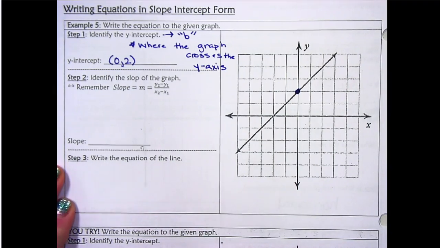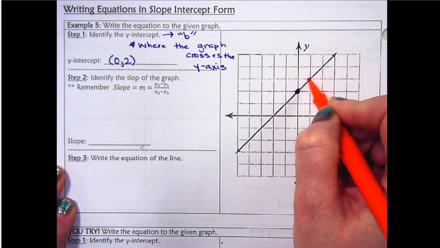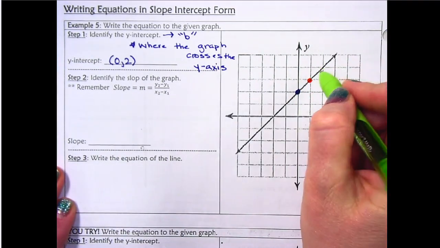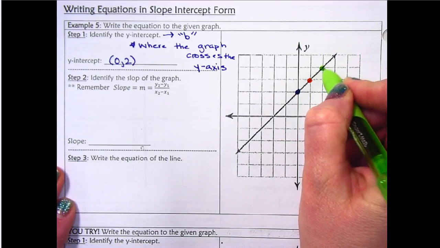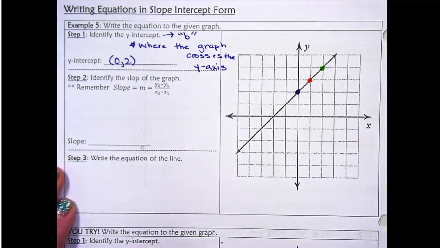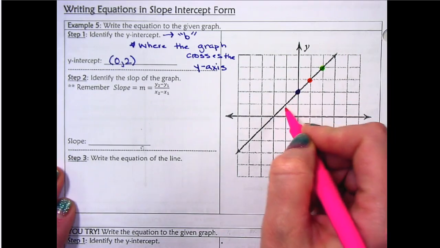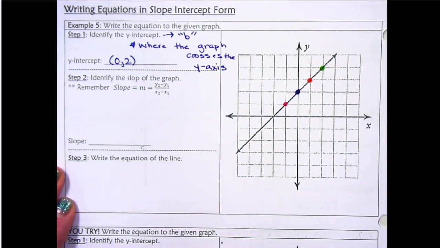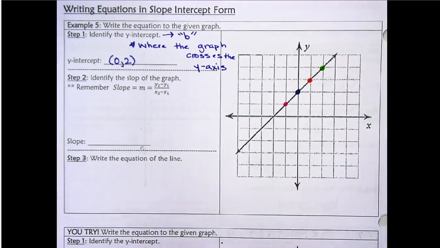I could pick this ordered pair, I could pick this ordered pair, I could pick this ordered pair. And there's many more. I'm going to pick 2 of these ordered pairs. One of those ordered pairs could be the y-intercept that I have written in step 1.